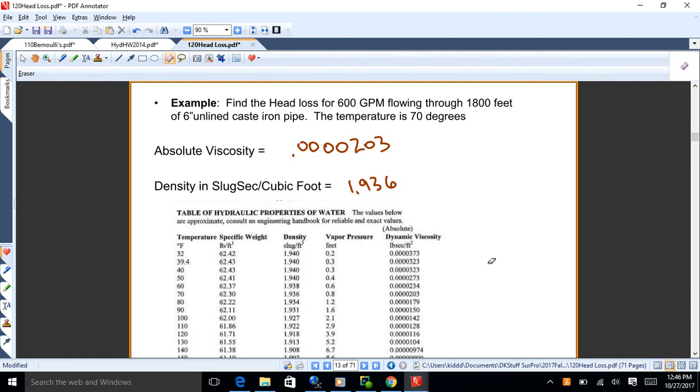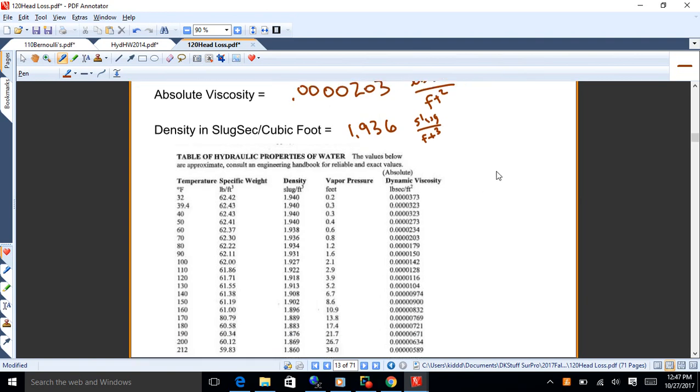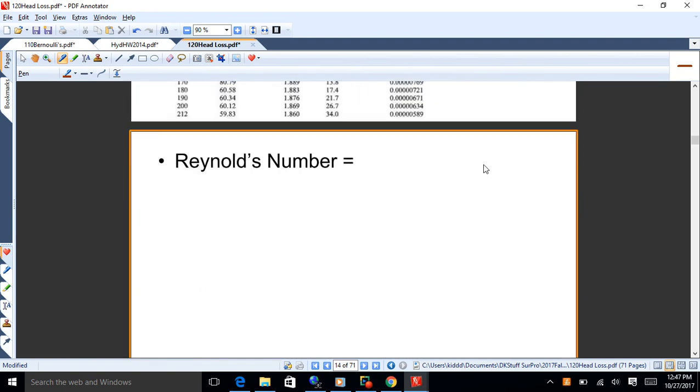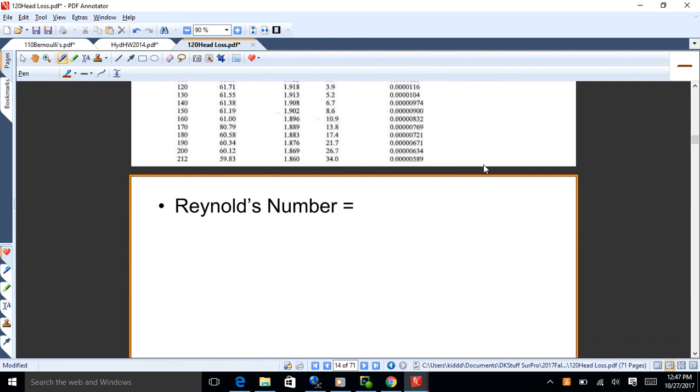So we look both of those up on this chart. The viscosity is in pounds second per square foot. And the density, that should just be slugs per cubic foot. We got a little typo there. So you look those up, and then you do the Reynolds number.